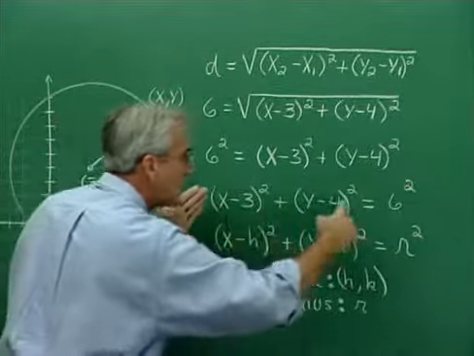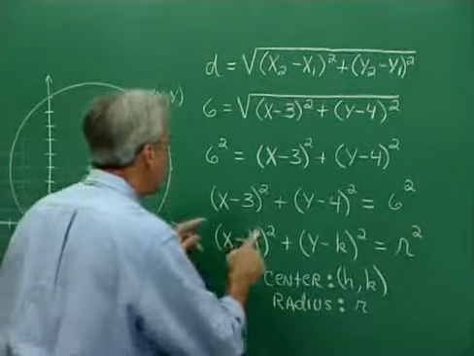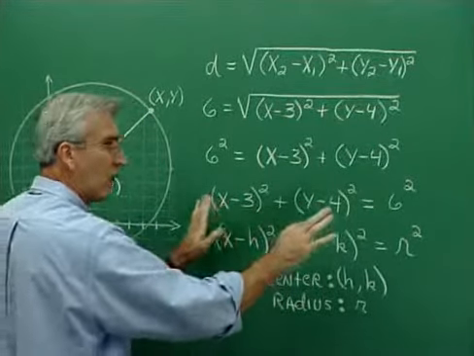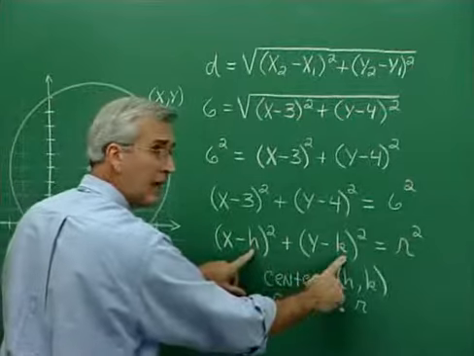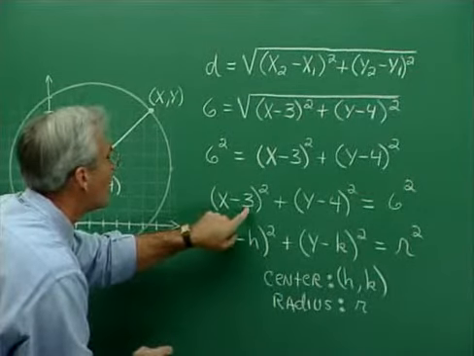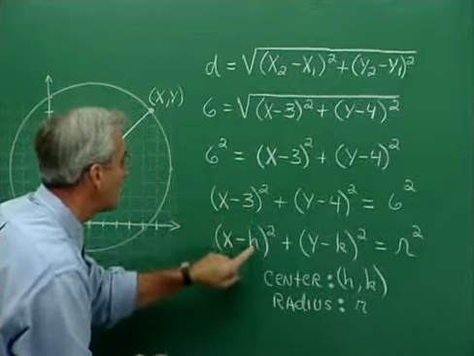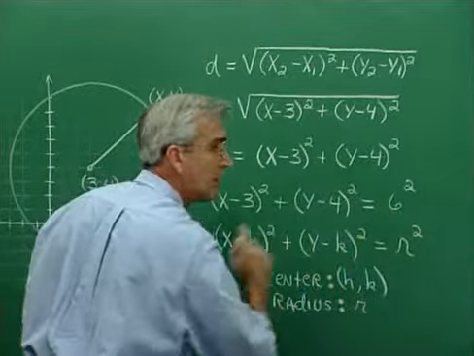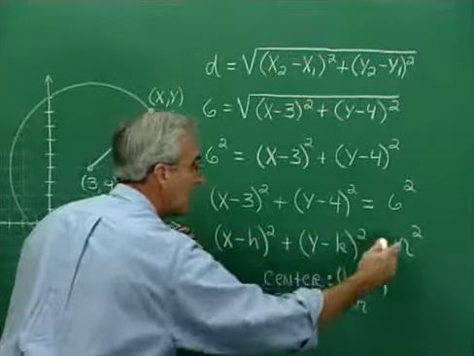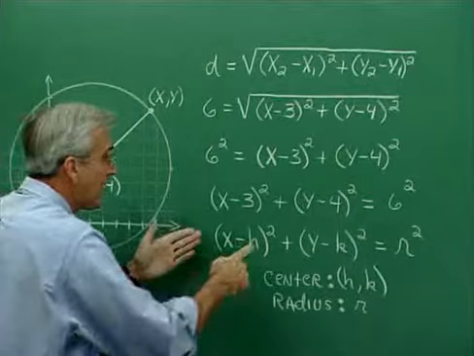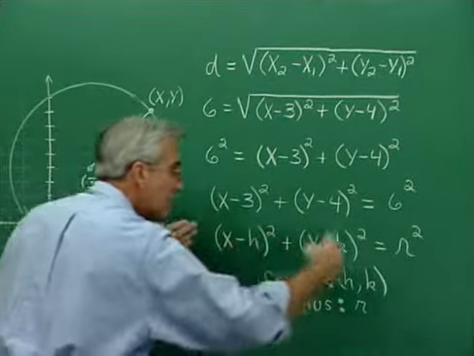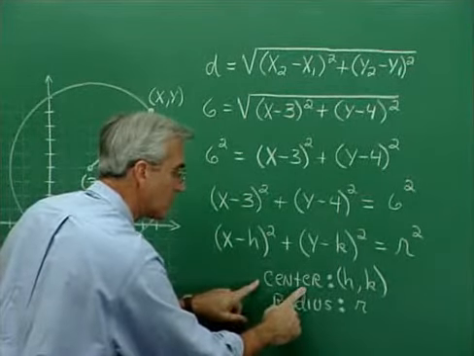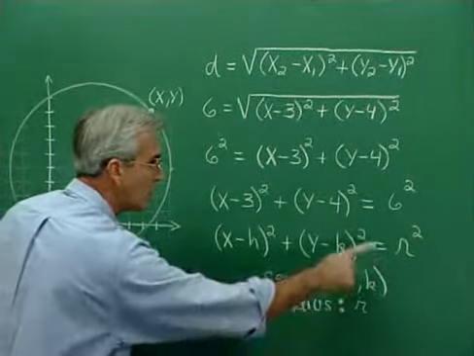We can generalize this situation like this. Let's just let letters stand in for 3 and 4. Now, not X and Y here. We want some foreign letters like H and K. So I'll let the X component for the center be H, and the Y component for the center be K. And we'll let R stand in for the 6. And now we have a generalized version of what we have up here, and if we can see it in this form, then we can easily identify the coordinates of the center, and they would be H, K, and the radius would be R.